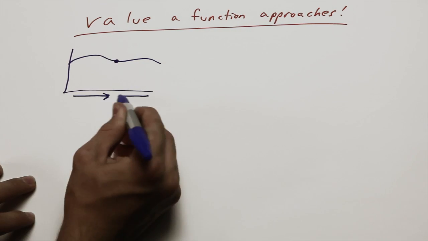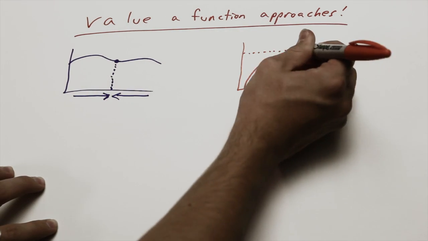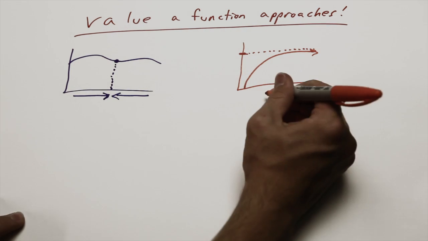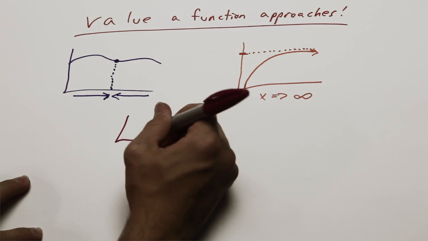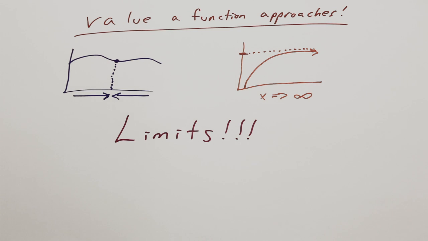Using the same idea, we can find the value that a function approaches, whether it is a certain x value or a function that goes to infinity. These are limits. We can see where a series of numbers is going even if it never actually gets there.